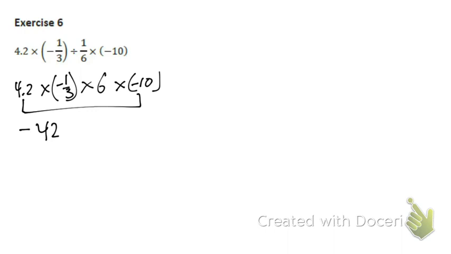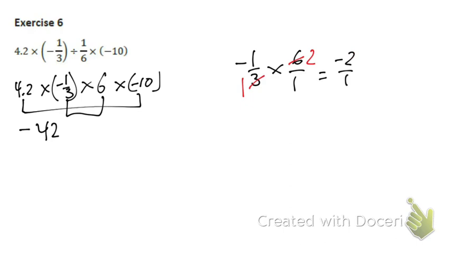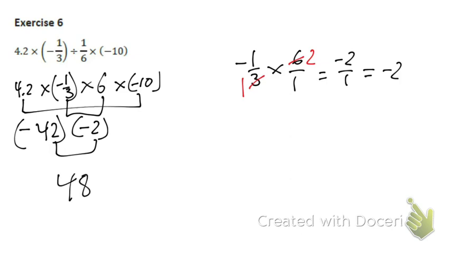Then on the side, we're going to do 1/3 times 6, or negative 1/3 times 6. Turn that 6 to 6 over 1. Cross cancel the 3 and the 6. What do we get? Negative 2 over 1, or just negative 2. And we're multiplying those two now, right? What's a negative times a negative? Positive. 42 times 2 is 84.